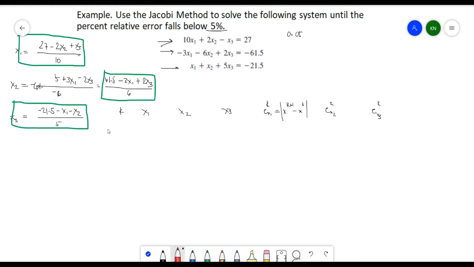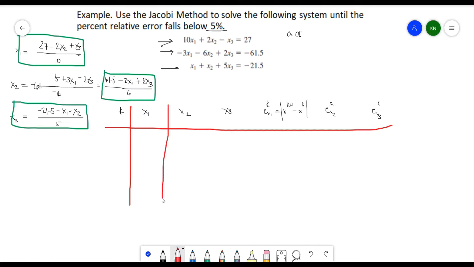So we have now this one, and what we just need to do is to find the values of each of them.